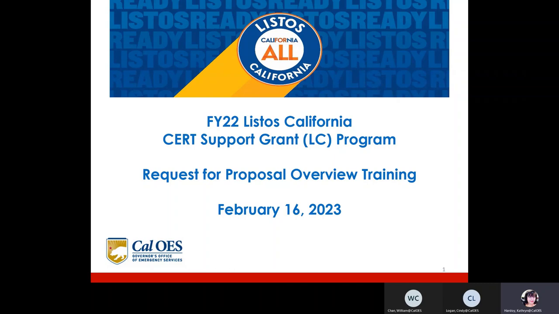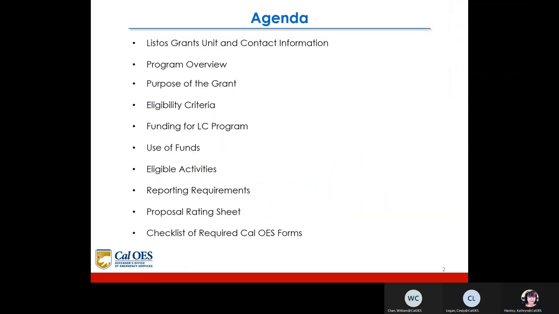Thanks, Cindy, and welcome everybody. This is the Request for Proposal Overview Training. Let me go through the agenda first. The Listos unit and contact information is part of our first in the agenda. Program overview, purpose of the grant, the eligibility criteria, funding for the LC program, use of funds, eligible activities, reporting requirements, proposal rating sheet, and the checklist of required Cal OES forms.